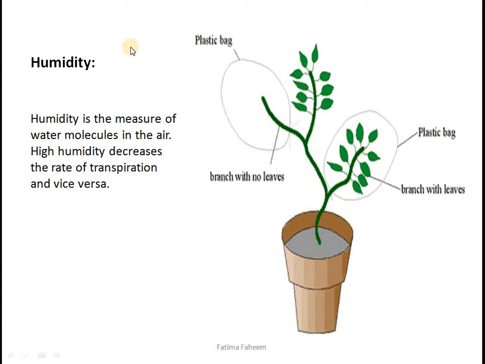First is humidity. Humidity is actually the measure of water molecules in the air. The percentage, the content of water vapor in the air, is the humidity. It can be less, it can be more. High humidity decreases the rate of transpiration and vice versa.